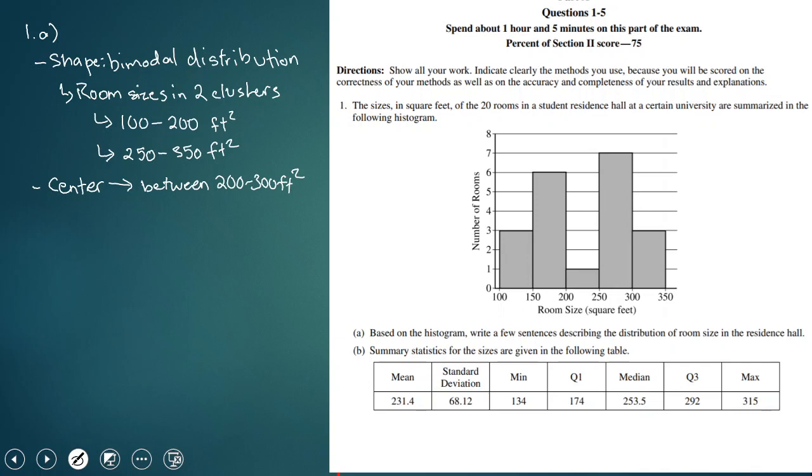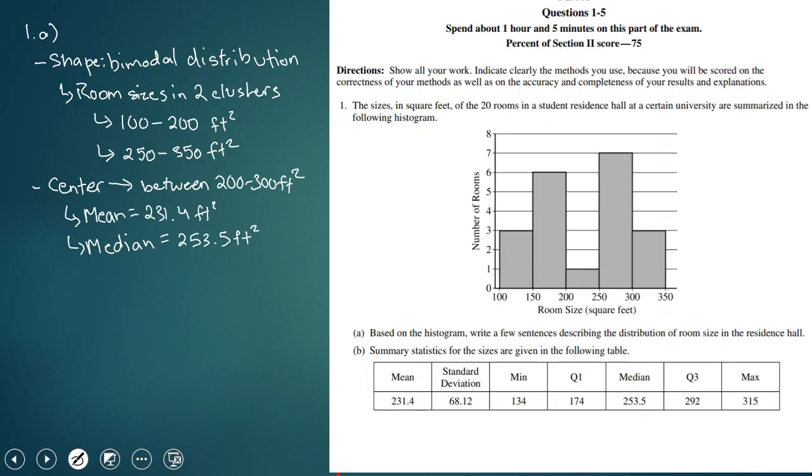However, because we're given part B, what you are actually allowed to use is directly say, as long as you specify the exact number, we can directly say the mean is equal to 231.4 and the median is 253.5. So while you are allowed to do that, just to be safe, know that the interval method will work in case you aren't given this information.